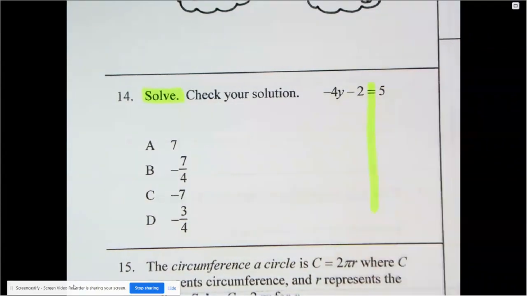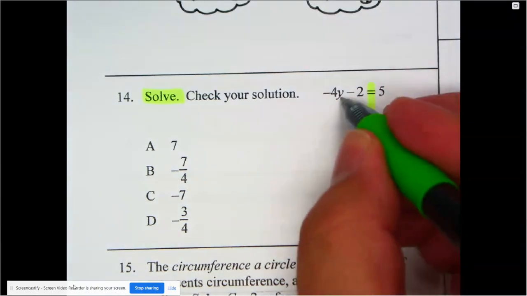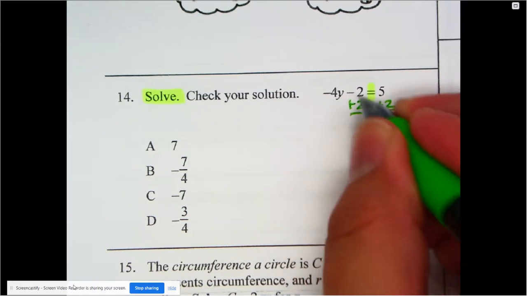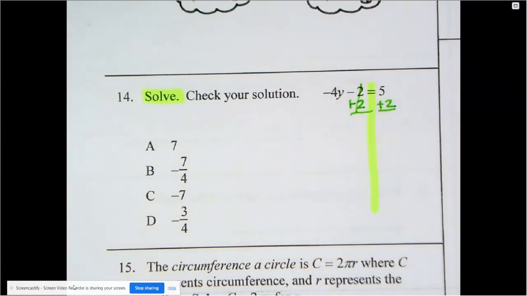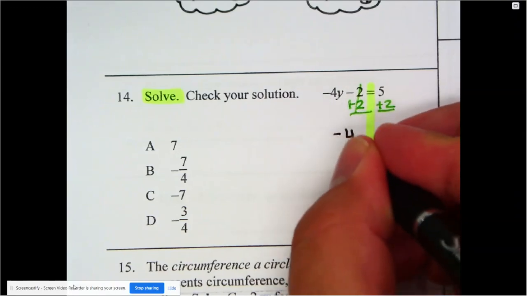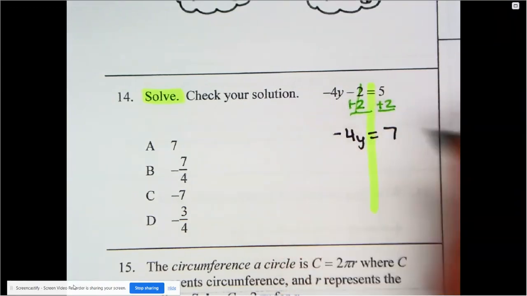Y is the only letter that's there. So I'm going to do everything I can to get the y by itself. I'm going to add a 2 to both sides because that's what we always do with these types of problems. So we add a 2, and yes, I'm left with -4y is equal to 7.